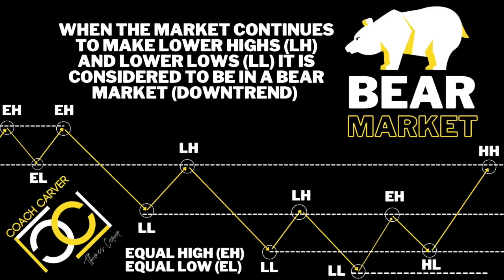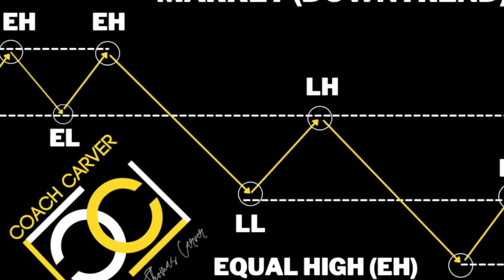When the market continues to make lower highs and lower lows, it is considered to be in a bear market or a downtrend. So in this example, you can see we have price here on the left-hand side coming through, creating equal highs, equal lows, just sitting there contracting, it's ranging, consolidating, right? Now at that point, we'd be looking for price to either break up or break down.